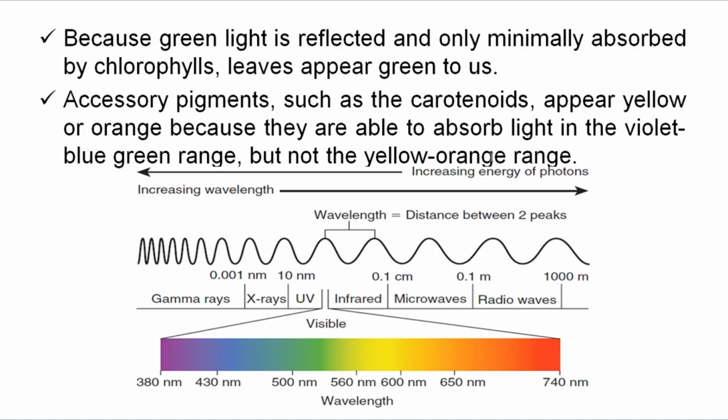These orange and yellow colors are reflected by carotenoids. However, chlorophyll reflects the green light. The green light is reflected by chlorophyll. Good.